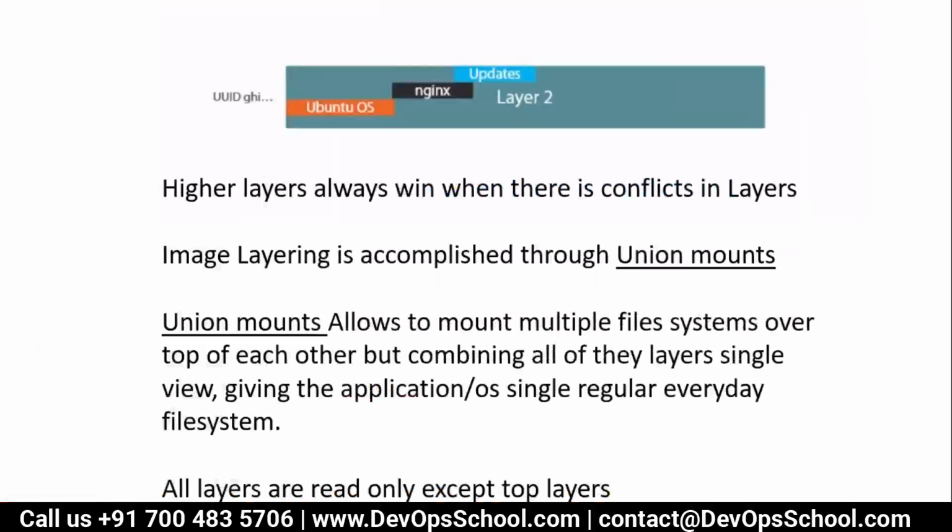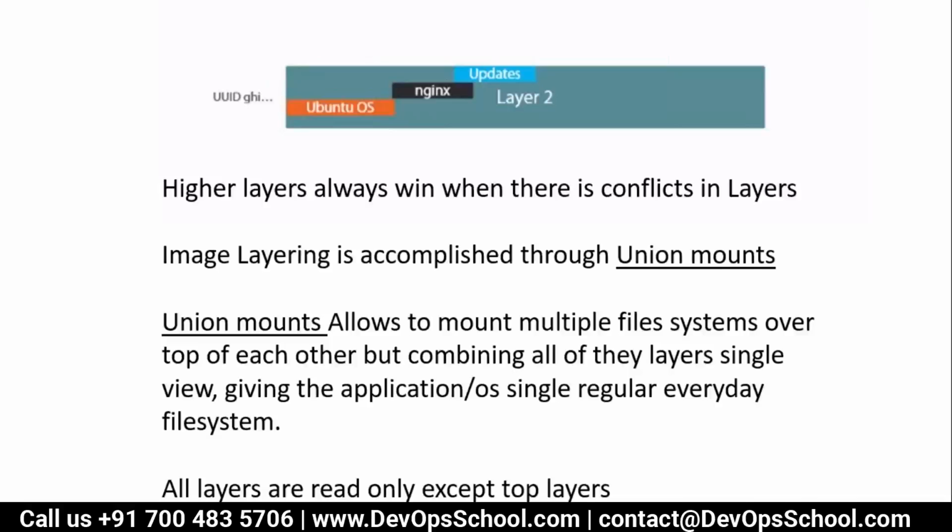Now the question is, you must be wondering who is doing all this stuff: who is maintaining the layers, the anatomy of the layers, merging the layers, making sure it looks like a flat file system? All this is done by union mount. Image layering is accomplished through union mount. Union mount is available in Windows and in Linux also. Union mount means union of mounts, simple.